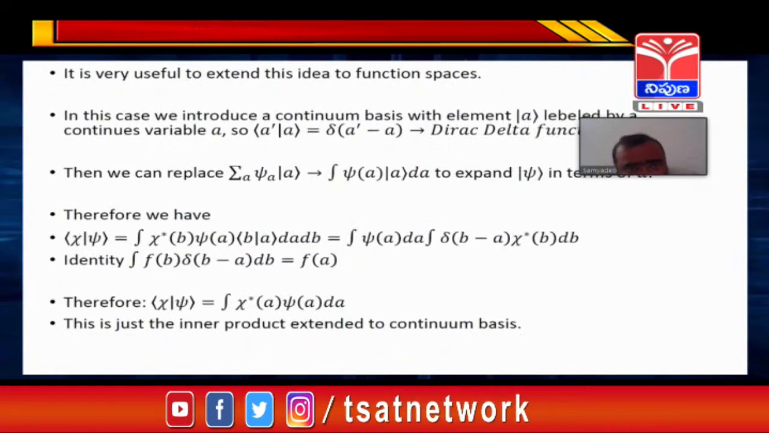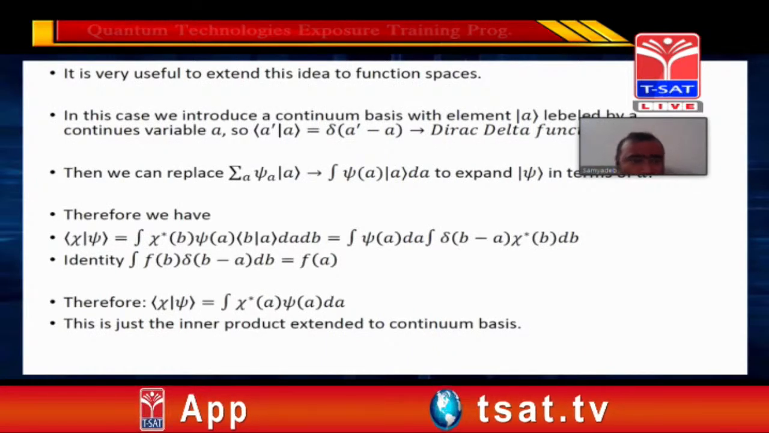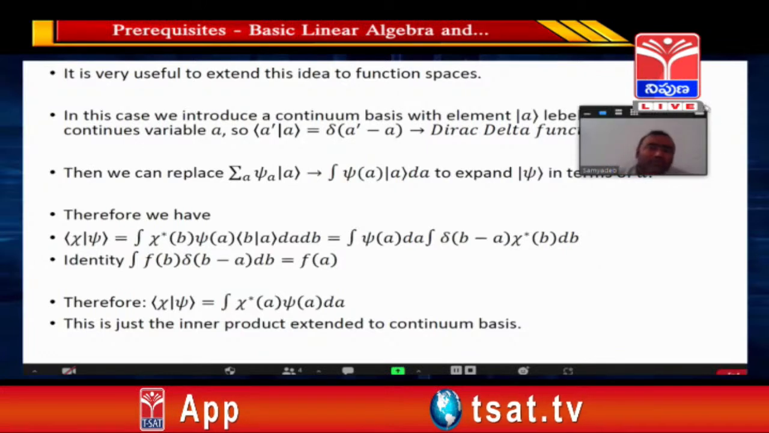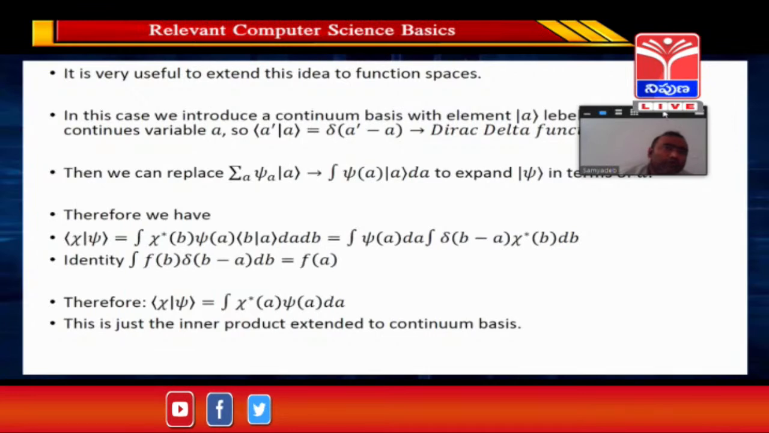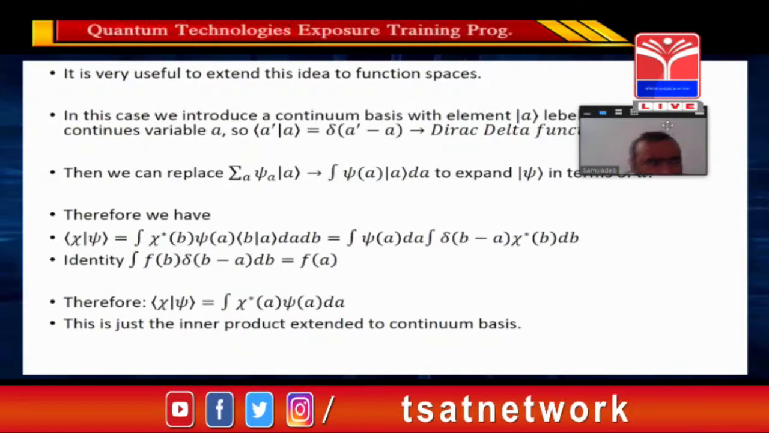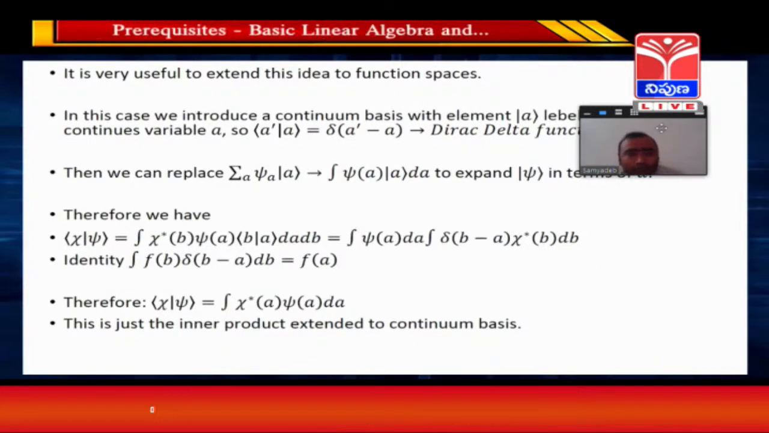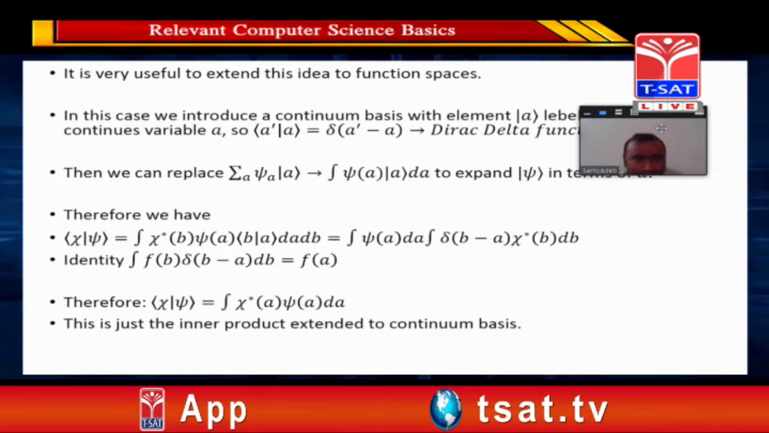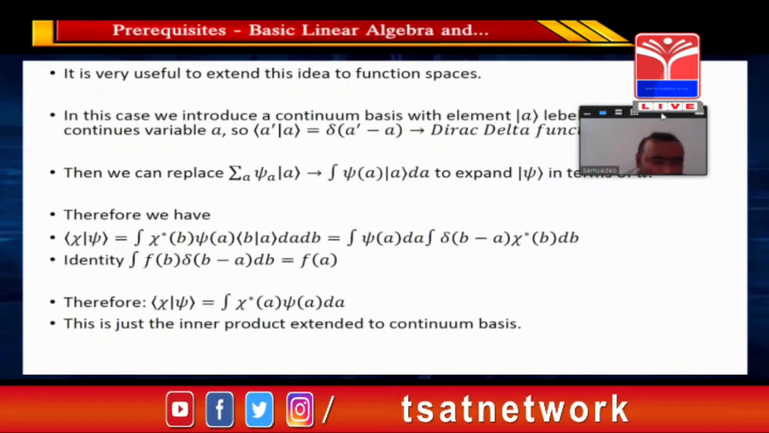It is very useful to extend this idea to function spaces also. So it is an extension of this idea to continuous space. So usually we are considering the discrete system. So in continuum, this inner product for orthonormal vectors, which is the bra A prime and ket A, where A is our orthonormal set of vectors.